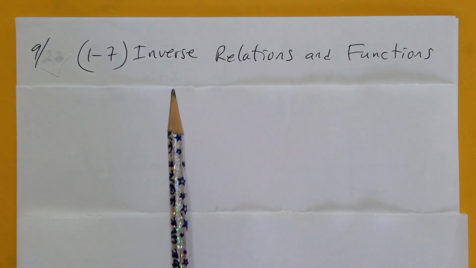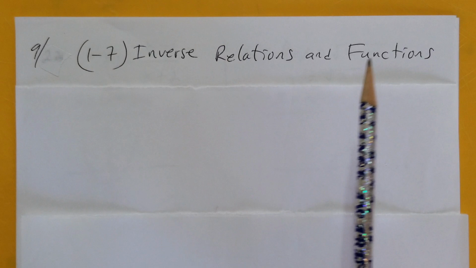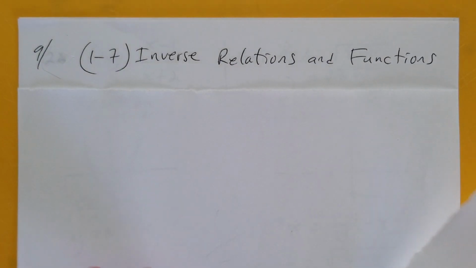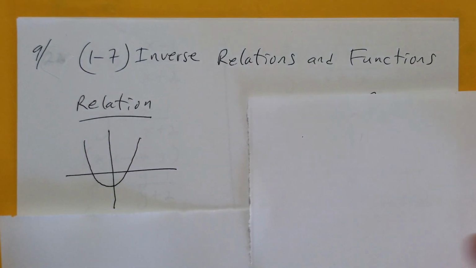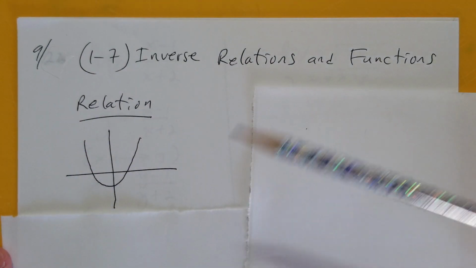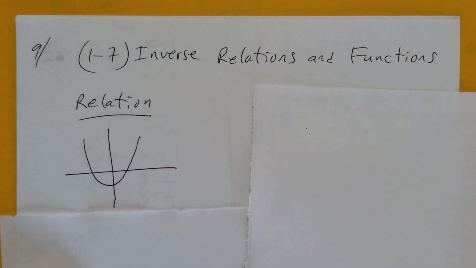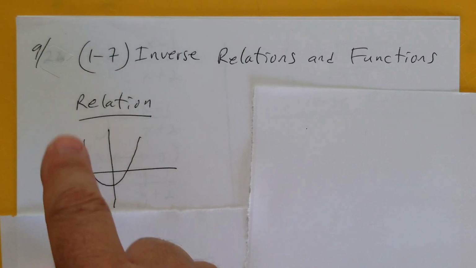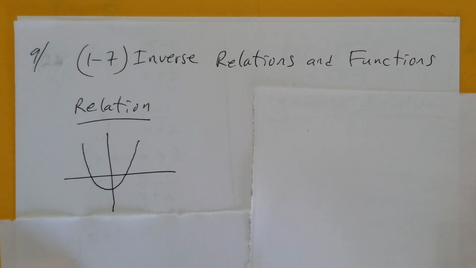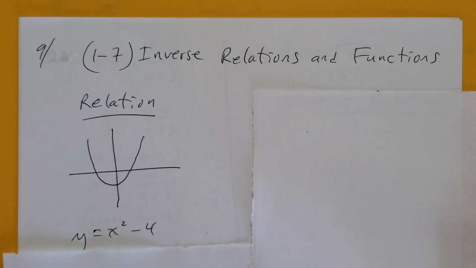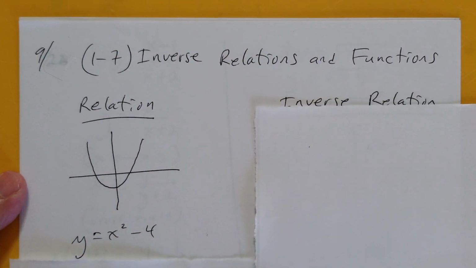And the title is Inverse Relations and Functions. First, let's talk about inverse relations. Relation is another word for a type of a function. So here we have a relationship, right? For every x, there's a y, and when you graph it, we have a graph. So you can write the relationship like this: y equals x squared minus 4. You can even write f of x equals x squared minus 4.